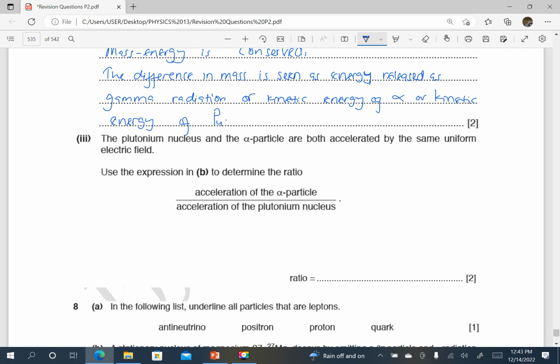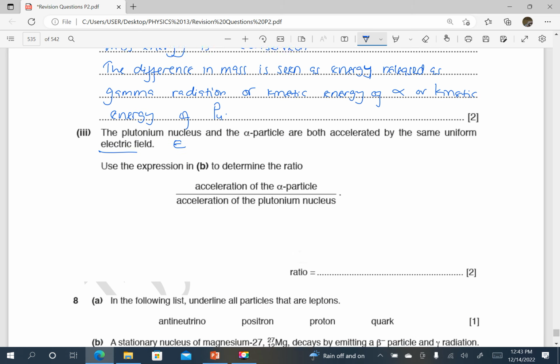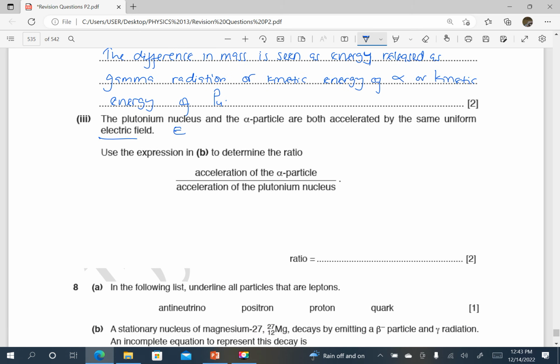The plutonium nucleus and the alpha particle are both accelerated by the same uniform electric field. So E is the same. This could be a question in electric fields, which is now in A level, but we shall still answer it here for completeness. Use expressions in B to determine.